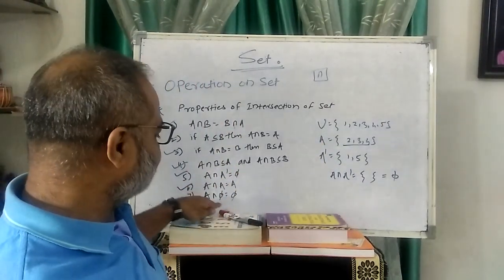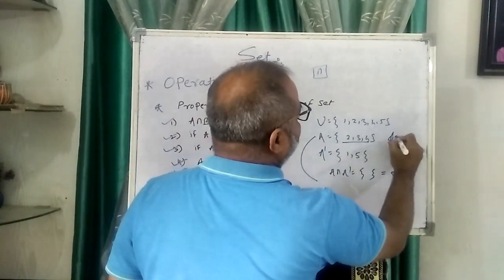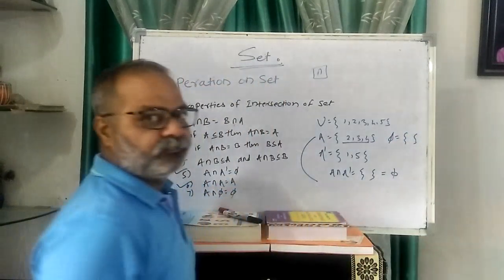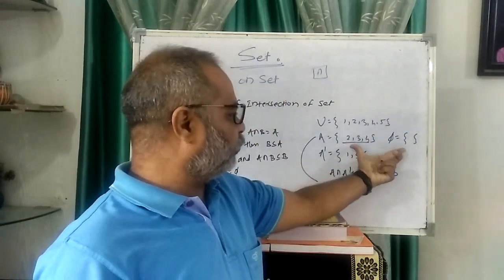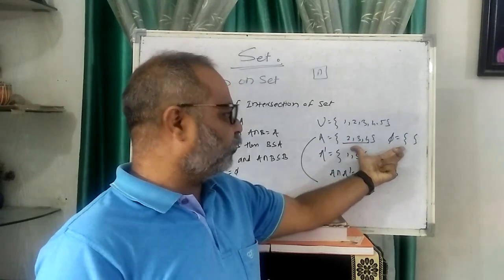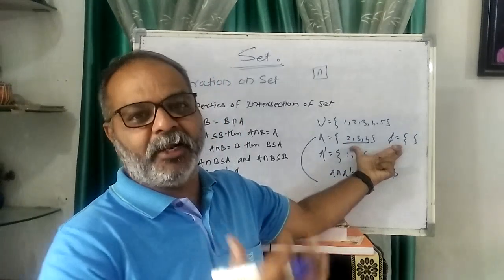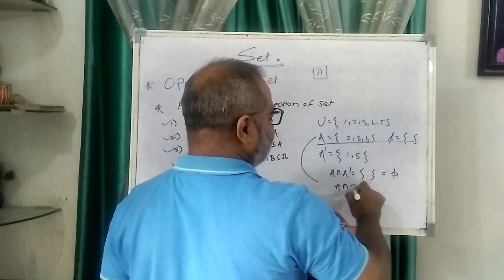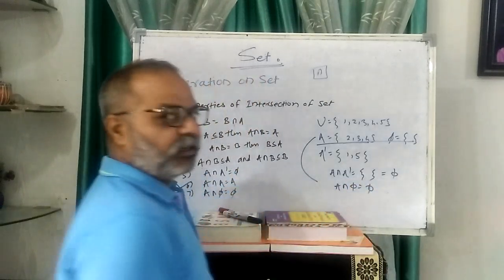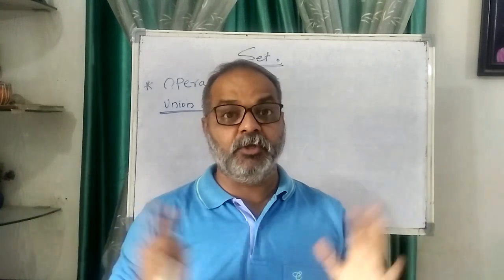Okay. Now A intersection phi is phi. So I take this A and I take phi as this one. No common element. In phi, no single element is present. Now can you think of any common element between 2, 3, 4 and nothing? So the common element is nothing. No common element is present. So if I take the intersection A intersection phi, what do I get? I get phi. So the next operation is the union of sets.